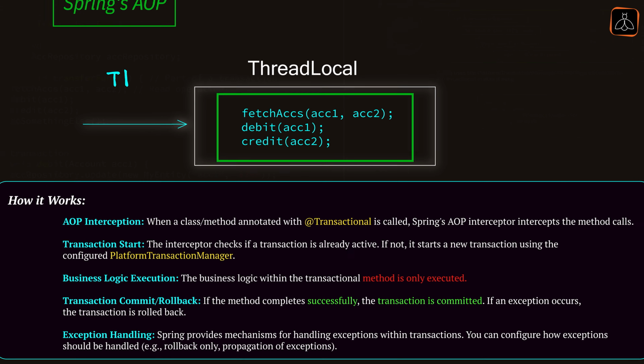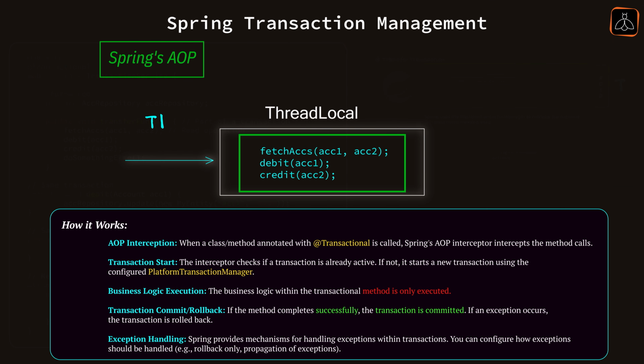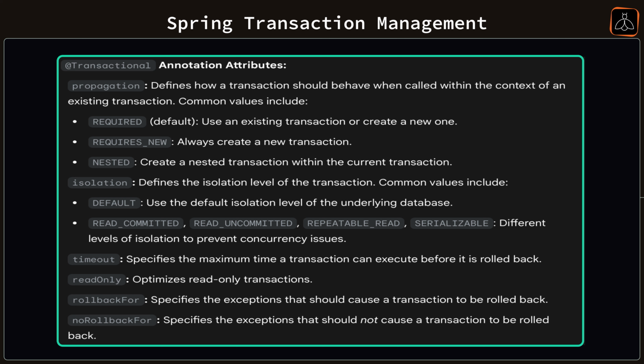Finally, Spring also provides mechanisms for handling exceptions within transactions. Following are the various transactional attributes with different purposes to control the creation and execution of transactions. I recommend exploring these attributes quickly from Spring Transaction Management before going to any Java interviews.